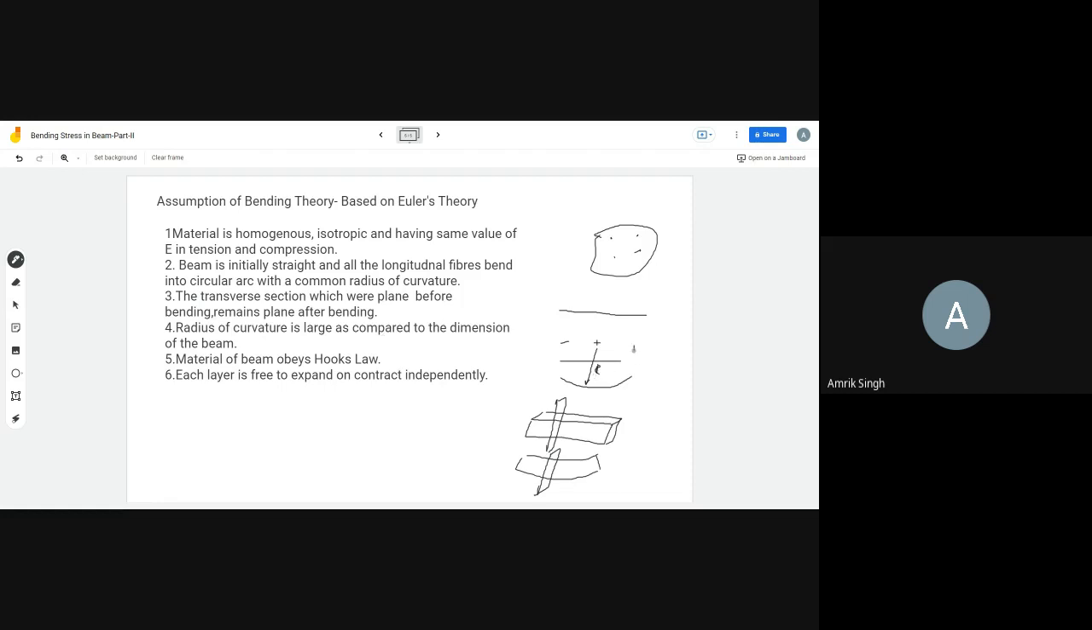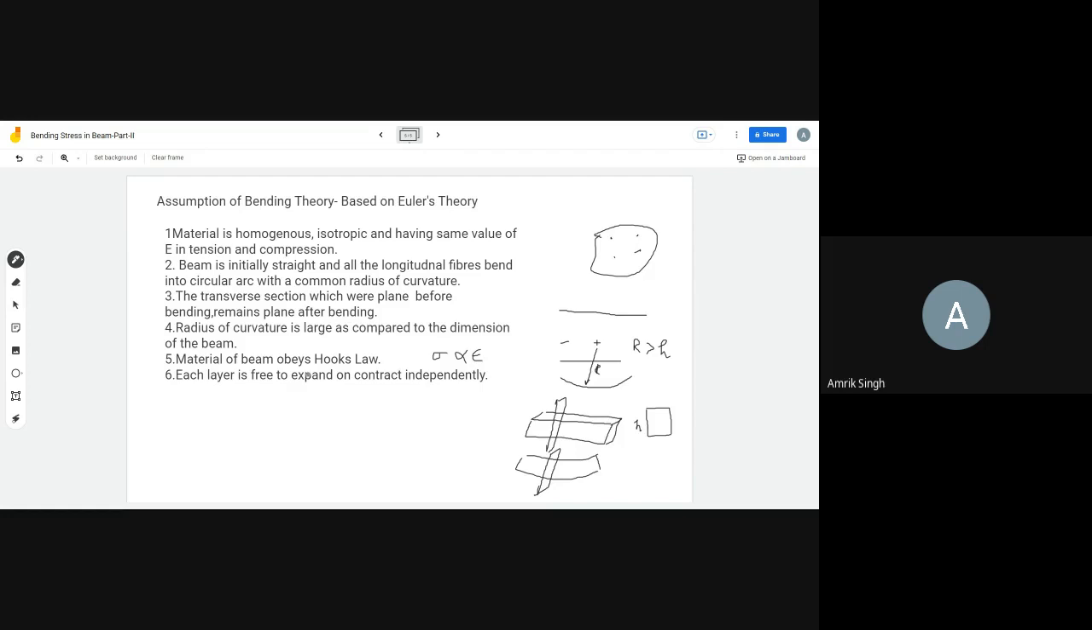Fourth is radius of curvature is very large. So this value of R is very large as compared to this dimension. So this is a rectangular beam, so the large dimension will be the depth h. So R should be much greater than h. Okay. Second is the material of the beam obeys Hooke's law. So that means the stress is proportional to strain within elastic limit. So this is Hooke's law.